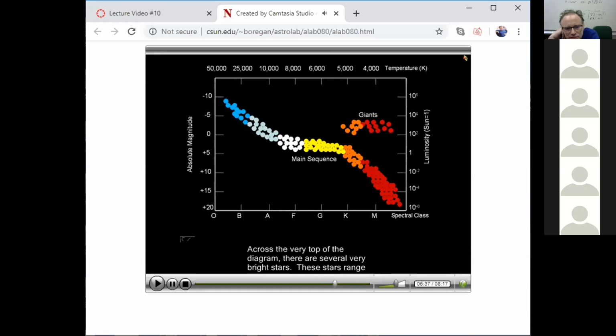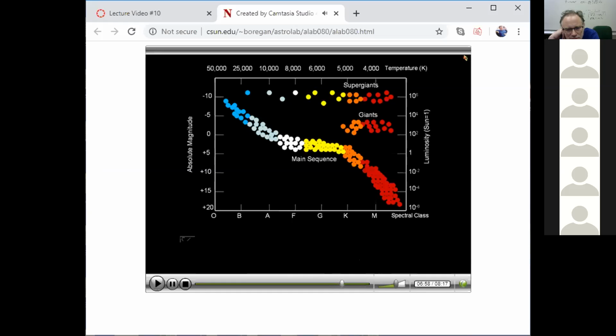Across the very top of the diagram, there are several very bright stars. These stars range from cool to hot, but their large luminosity is indicative of their huge size. These are the supergiants. To the lower left, we find stars that are very hot, but very dim. These stars must be extremely small. We call these stars white dwarfs.